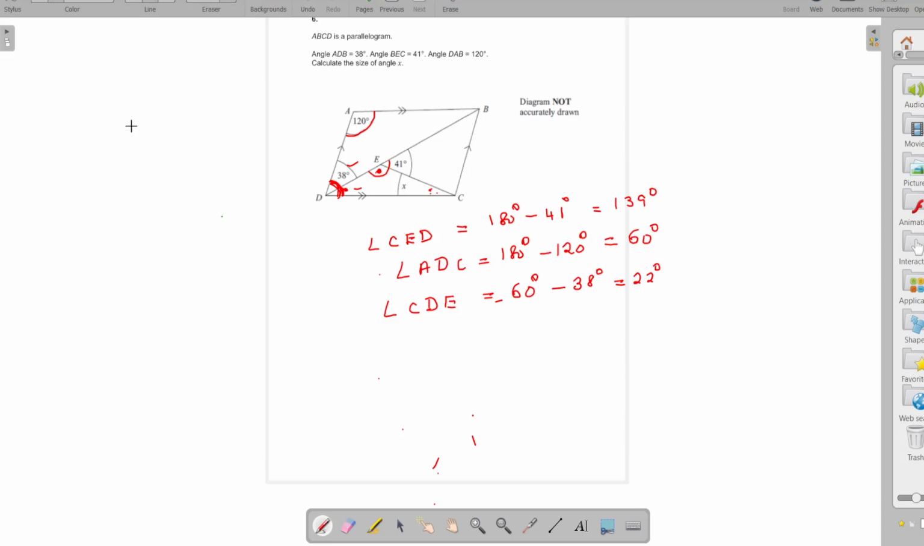So if you take this triangle now, if you take this little triangle, we know this, which is 22. We know this, which is 139. So we can find the X. So X is equal to 180 minus 139 plus 22, which is 19.